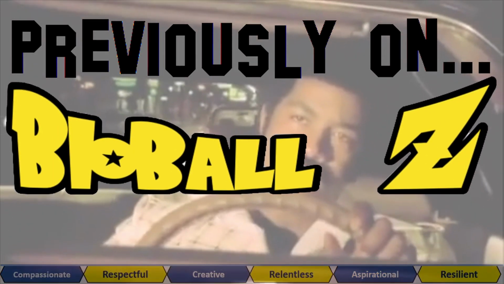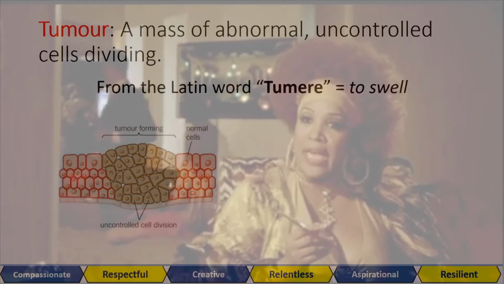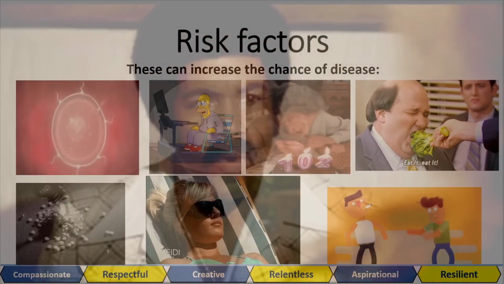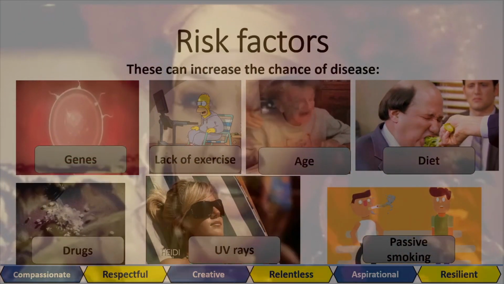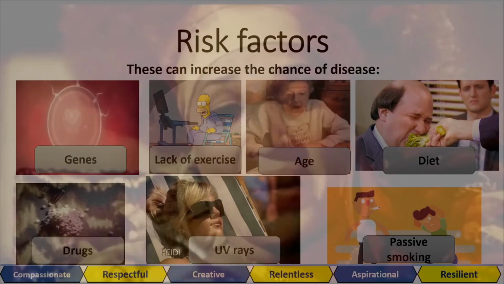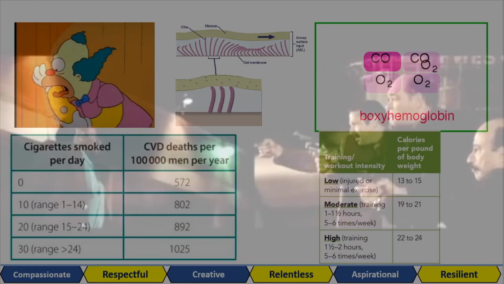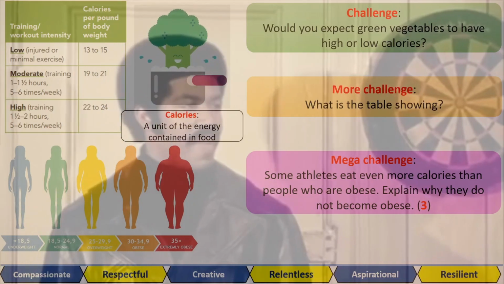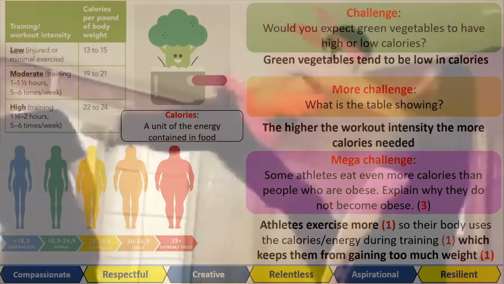Previously on Ball Z, our heroes discovered the difference between benign and malignant tumors. They also learned the different risk factors that increase the likelihood of developing a disease. But just when they thought they understood non-communicable diseases, they were attacked by the effects of smoking and diet. But by answering the various challenge questions that came their way, they were able to defeat their foes.